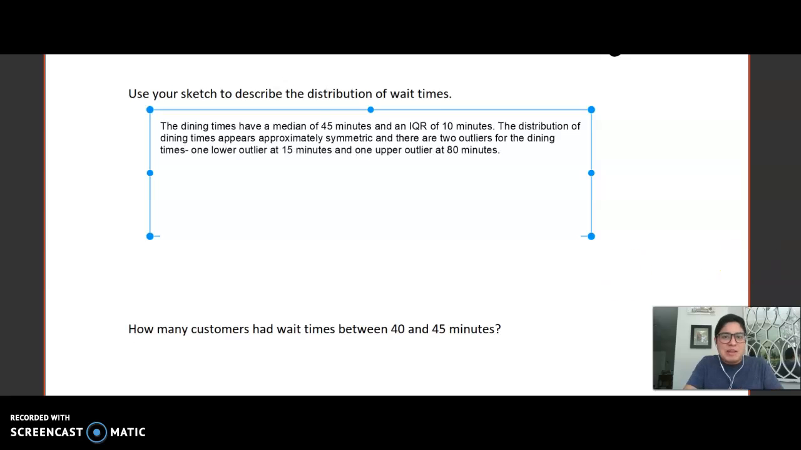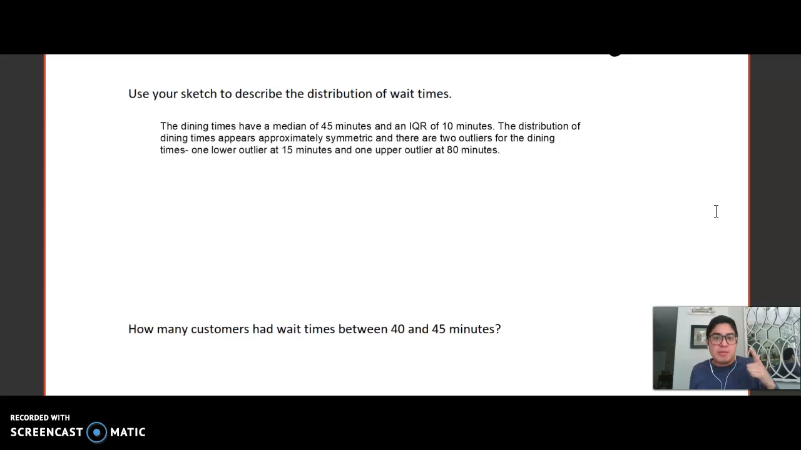More context never hurt anybody. Context, perfect. We've talked about dining time in minutes. Center, we talked about our median. Unusual, we talked about the 2 outliers. Shape, we said approximately symmetric. And then our spread, we talked about the IQR.